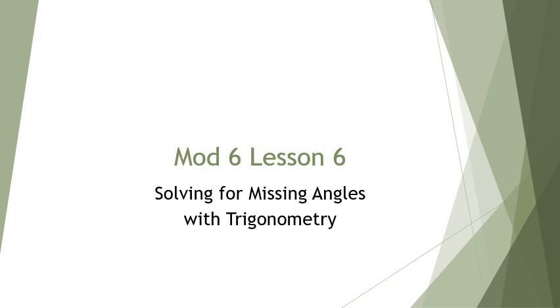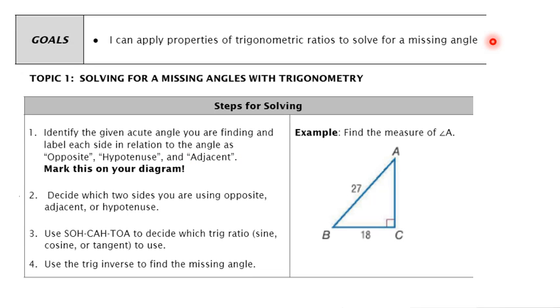This is the video for Mod 6 Lesson 6, Solving for Missing Angles with Trigonometry. In the previous video, we looked at using our trig ratios, sine, cosine, and tangent, to find a missing side for a right triangle using trig. In this video, we're going to look at how we use the inverse ratios to solve for a missing angle. Right, so how do we undo the process to find what the angle is?